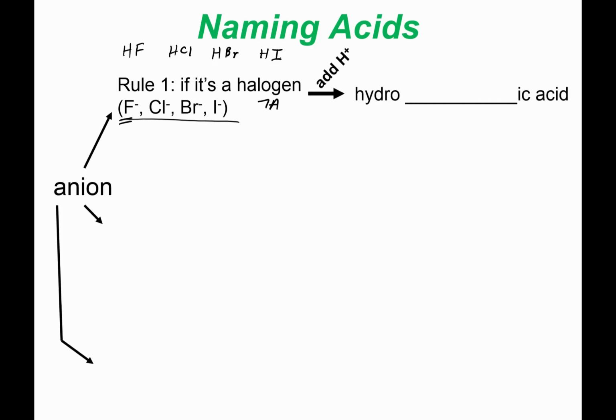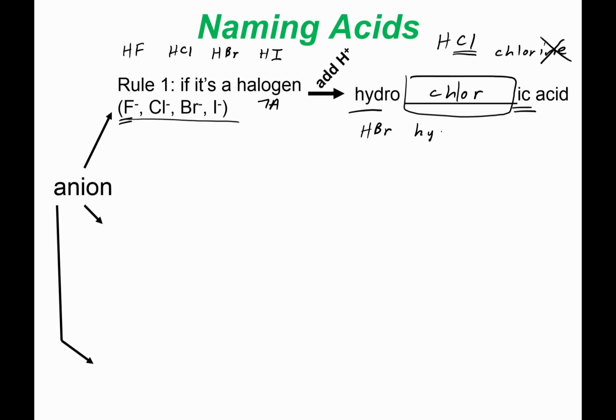So you have to use the prefix hydro, and then the base of the element, the halogen, and then you add the suffix ic when you name it. So for example, HCl would be hydro, and this is chlorine, but you drop the ine part and you add ic. So this would be hydrochloric acid. Yeah, hydrochloric acid.